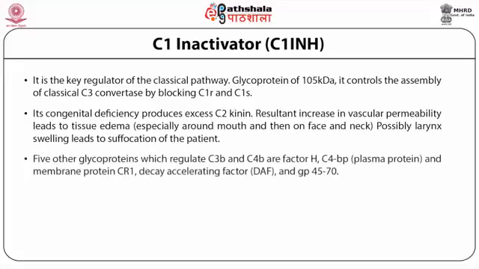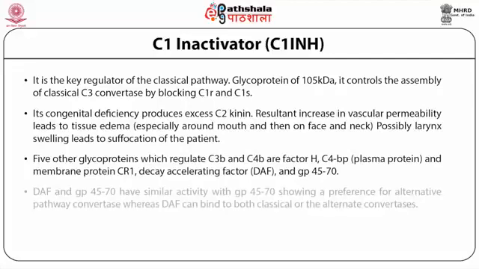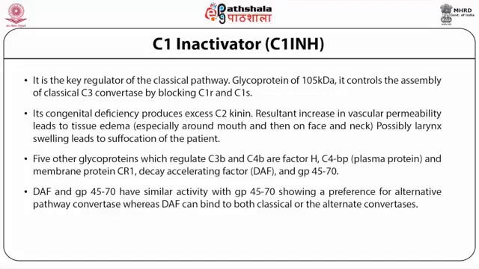Five other glycoproteins which regulate C3b and C4b are factor H, C4 binding protein, and membrane proteins CR1, decay accelerating factor, and GP4570. All are members of the same multigene family. Decay accelerating factor and GP4570 have similar activity, with GP4570 showing a preference for alternative pathway convertase, whereas the DAF can bind to both classical or alternative convertases.